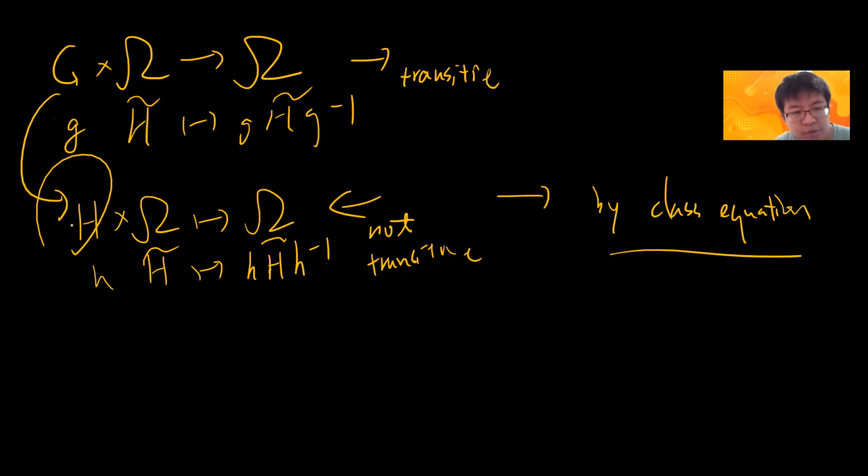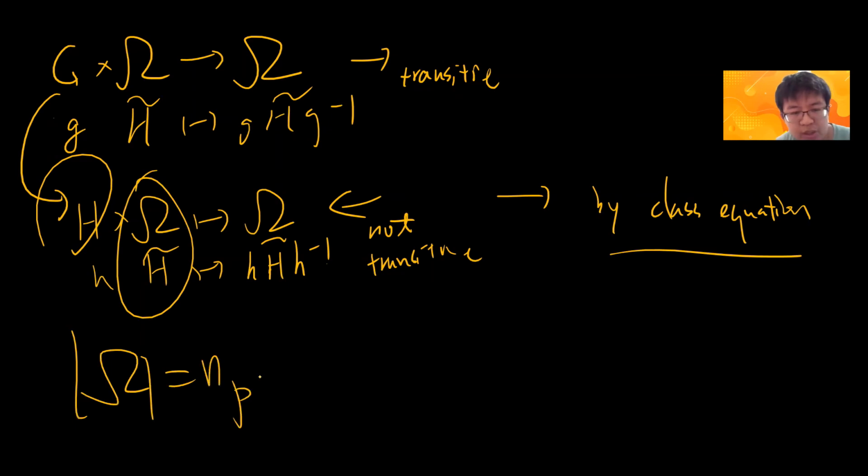By the class equation, the set is still omega, right? So omega, which is just NP, will be the sum of the different classes. But remember that there's only one class which is its own class, right? It's just H, because H will fix itself. So H in this class is its own orbit.